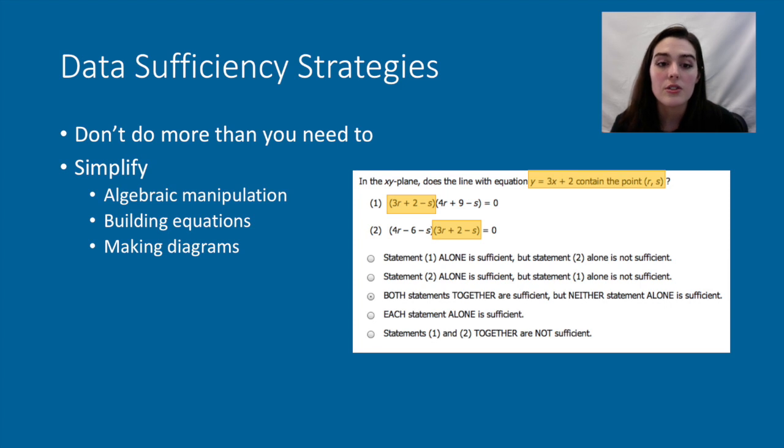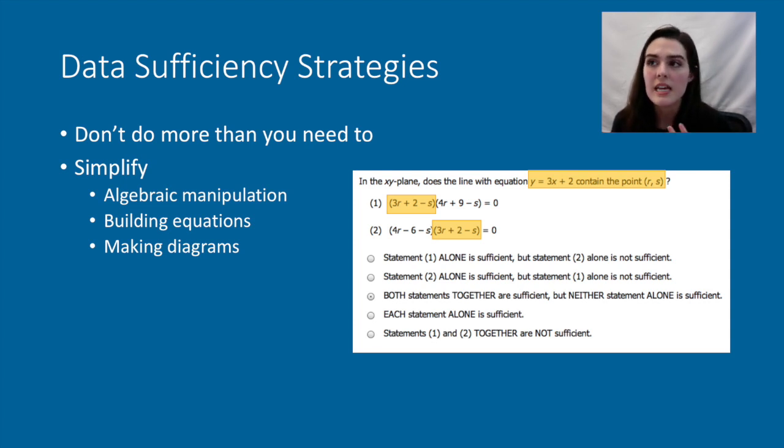Another thing here that we can do to simplify is to make diagrams. And this is especially important on problems that deal with geometry or graphs. Oftentimes these problems don't give you diagrams on the test. If you're not given a diagram for something that's a visual problem, you definitely want to make it yourself. Even if you are given a diagram, it can be really helpful to recreate that diagram on your scratch paper so you can label it, manipulate it, move it around, so you can more easily solve that problem.